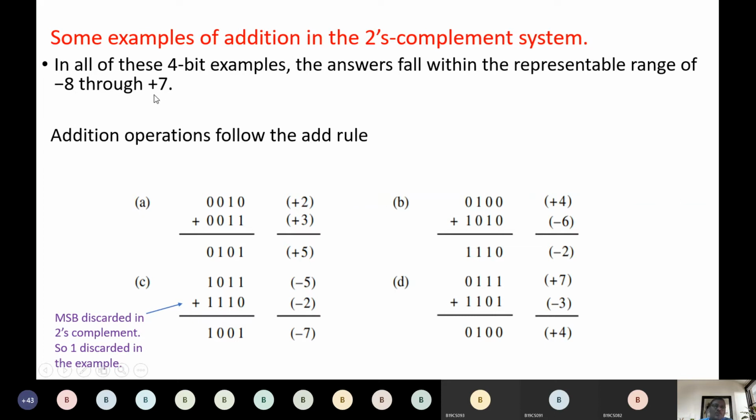So the value we get when we add must be within the range. Otherwise we call it overflow. Okay, so all these values are within the range, so no overflow, because +5 is within the range, -2 is within the range, -7 is within the range, +4 is within the range.